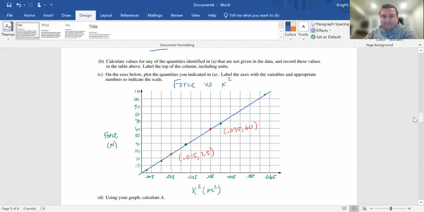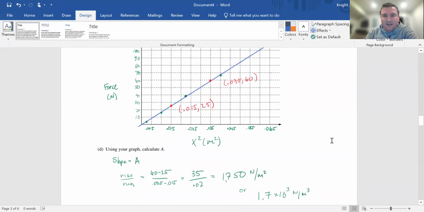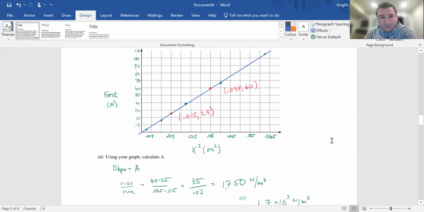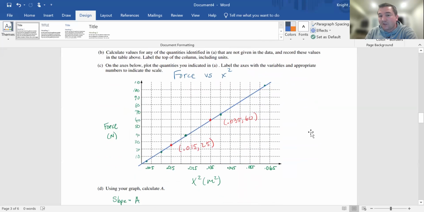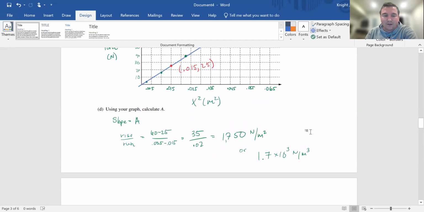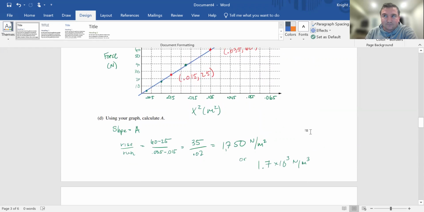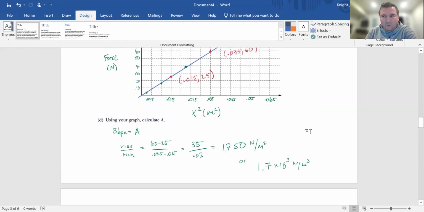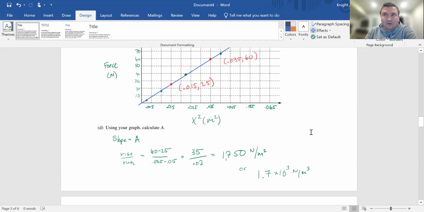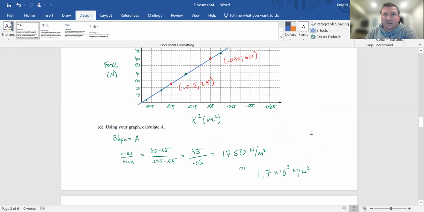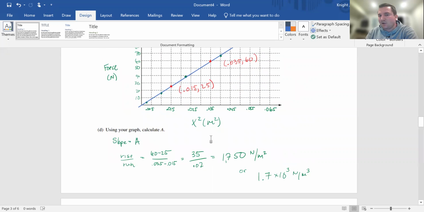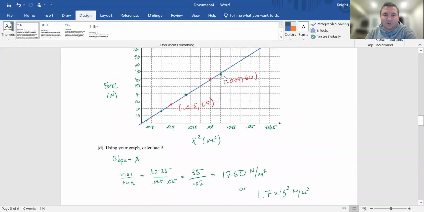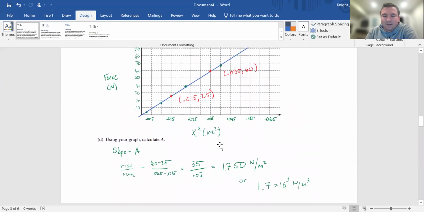So there's that. Using your graph, calculate a. A is going to be equal to the slope of the graph. Unless you did it the other way, then a would be equal to the square root of the slope of the graph. Or a would be the slope of the graph squared, I guess, is how that would be. But the way that I did it, slope is just equal to a. So I picked 2 points and I calculated the slope.